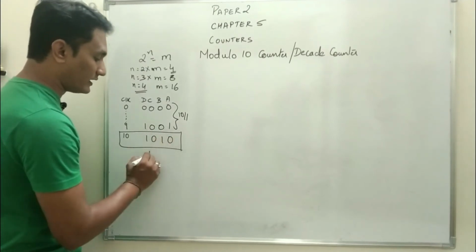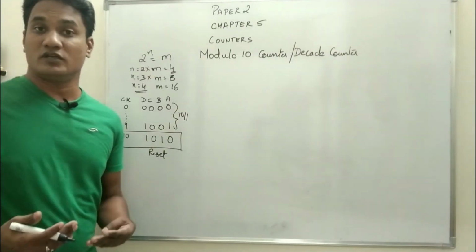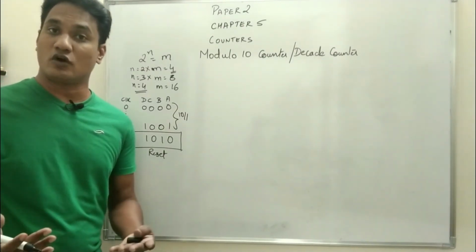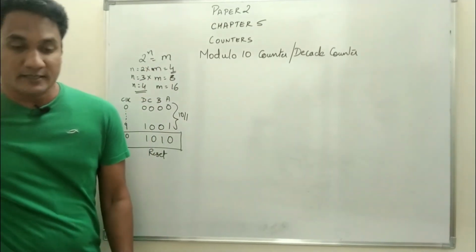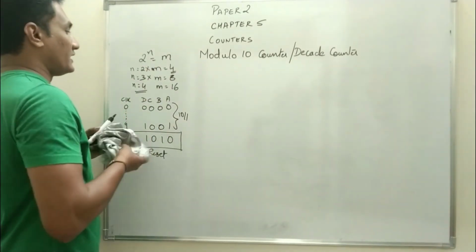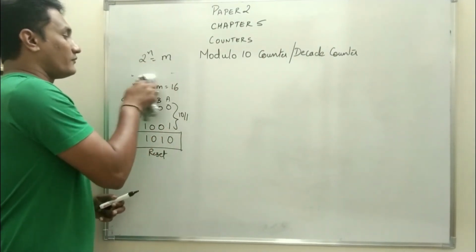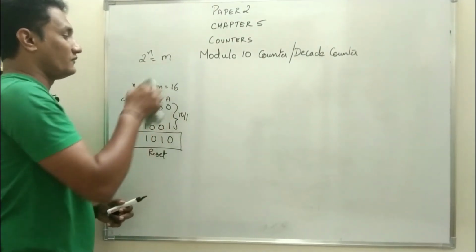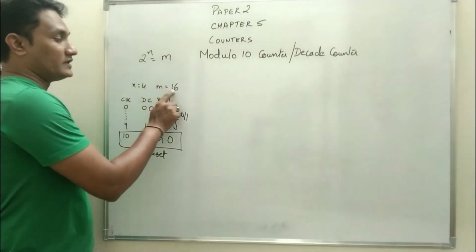So this is very important. At this point the circuit should reset. So every time you are asked to design a modulo counter, first you will decide the number of flip-flops. Now we can easily say that we cannot use n equal to 2, that is 2 flip-flops. We cannot use n equal to 3, so we have to use at least n equal to 4, where m is equal to 16.